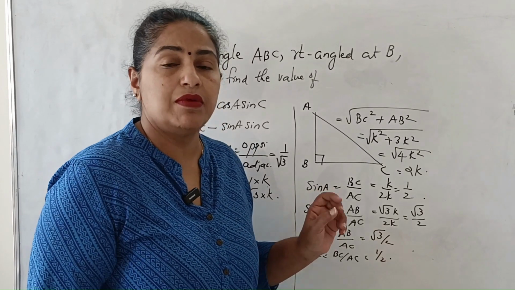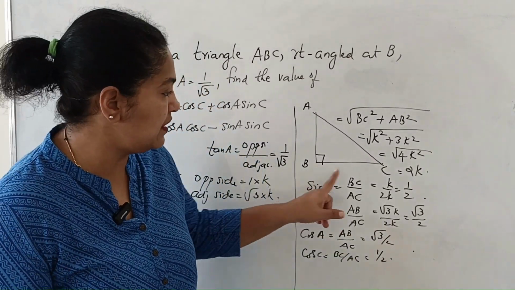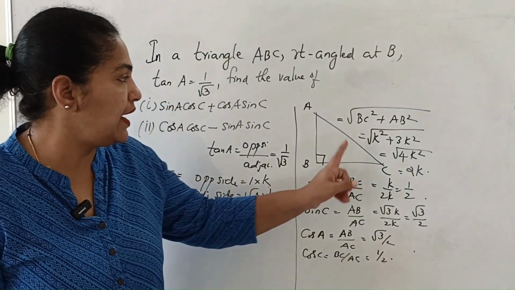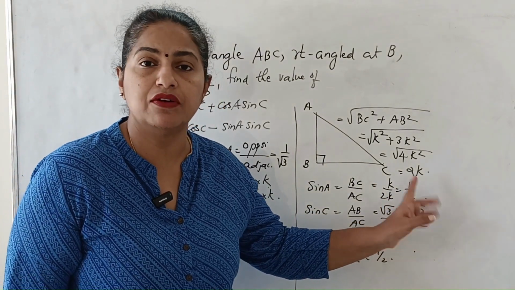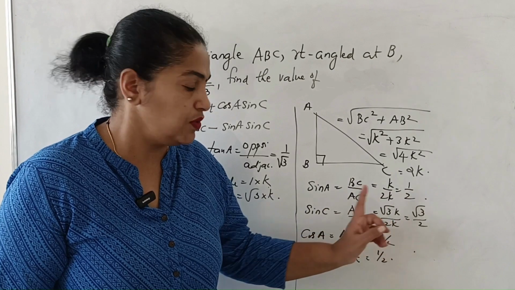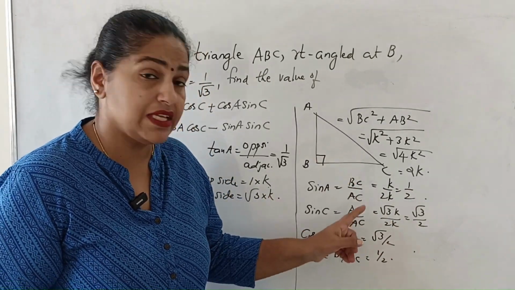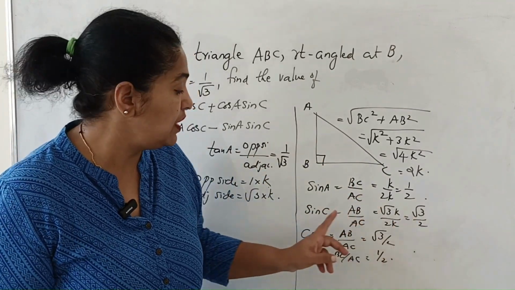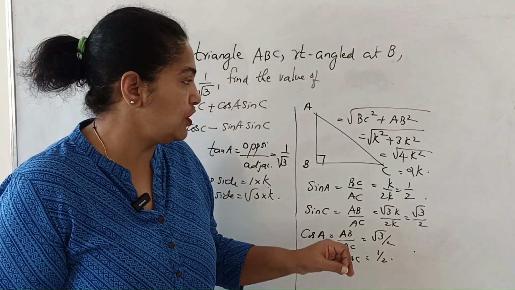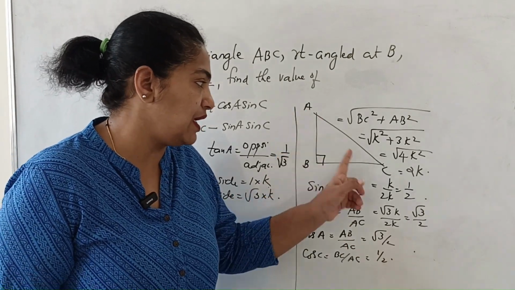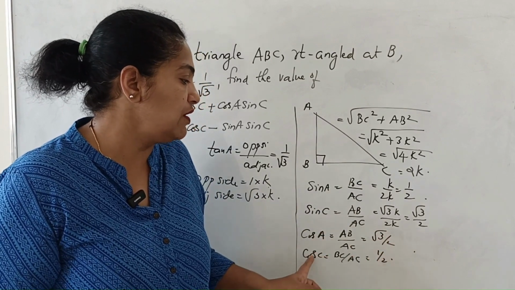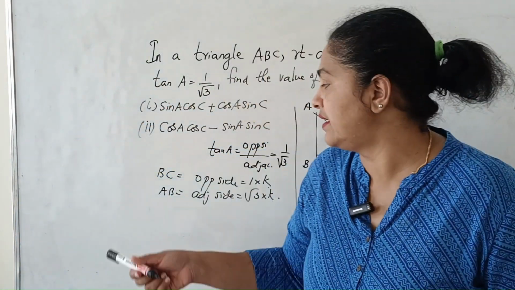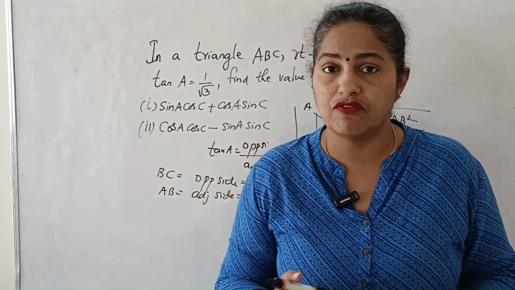I have found out sine A by using opposite side by hypotenuse. Opposite side is BC, hypotenuse is AC. I know the value of both of them. BC is equal to K and AC we found out by using Pythagoras theorem as 2K. I will be getting 1 by 2. Sine C is opposite side to the angle C by hypotenuse, which is AB by AC. I am getting root 3 by 2. Cos A is adjacent side by hypotenuse. For angle A, adjacent side is AB and the hypotenuse is AC. I am getting root 3 by 2 and cos C is 1 by 2. Now tan A is already given to us. Because I did not need to find tan C in this particular expression, I have not found it out.